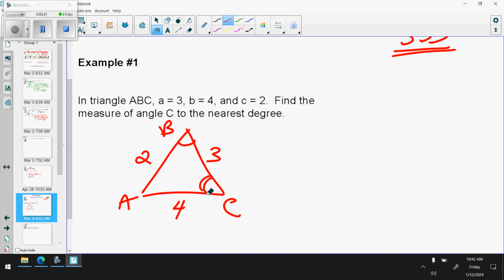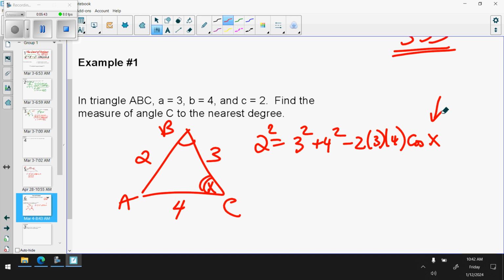Obviously, a is then going to be the middle side. I want to find C. So in other words, I can say find the smallest angle to the nearest degree. So I'm going to put that, looking for this angle. That side has to go on the other side of the equal sign: 3 squared plus 4 squared minus 2 times 3 times 4 times cosine of x. All right, this is the harder one.